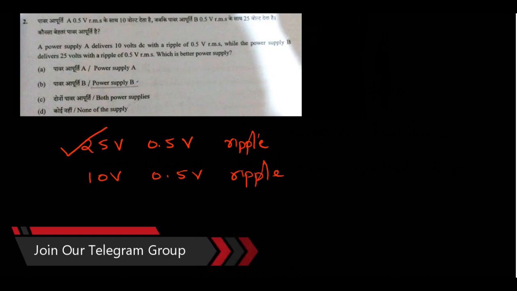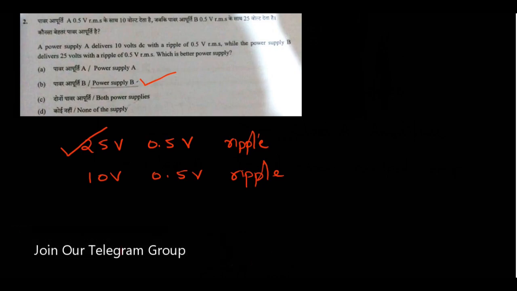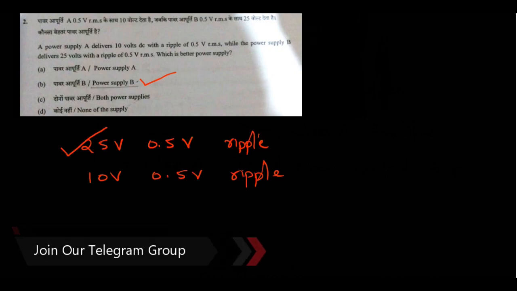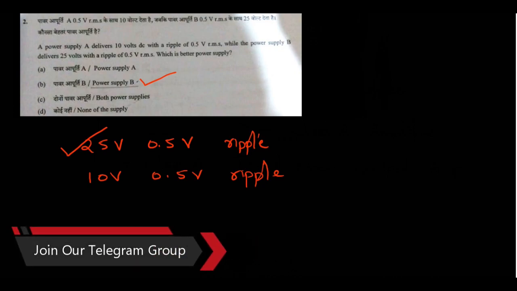So in the options, power supply B is the right answer. Because see, it is at a higher voltage and the ripple is the same. Ripple is the same for both power supplies. One is at lower voltage. So ripple means what? On the DC voltage there is some AC component. So the better power supply is the 25 volt, 0.5 volt RMS ripple.